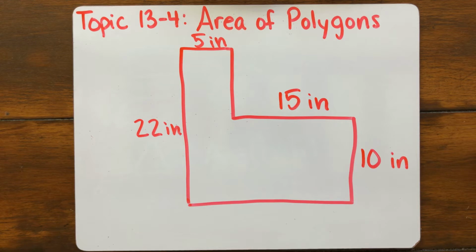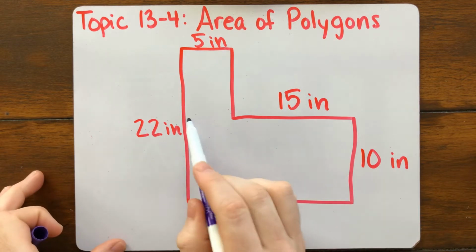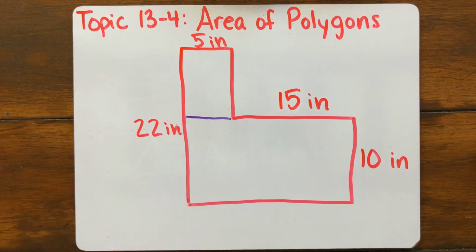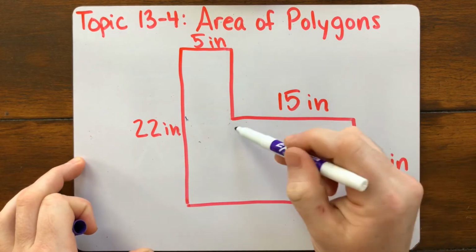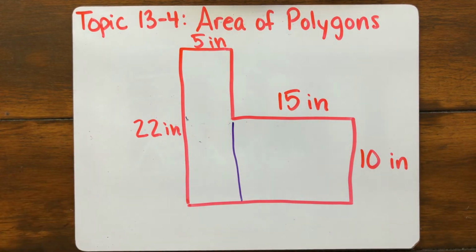Look at this shape and tell me, how do you think we can split this shape up so that we can find the area of this shape? Well, there are 2 ways you could do it. You might have thought this way, and that's totally fine. You can split it up like that, but some people also might have thought this way. It does not matter which way you break it up, you'll still get the same exact answer.